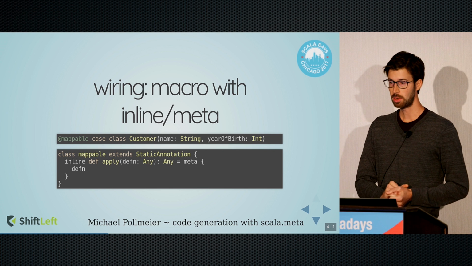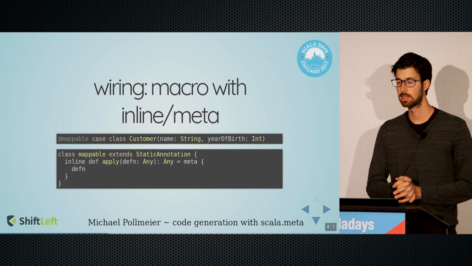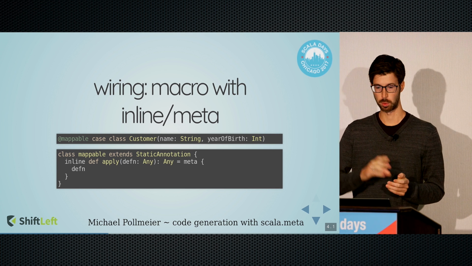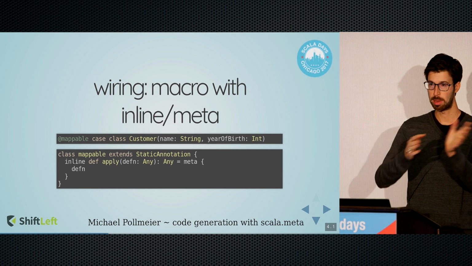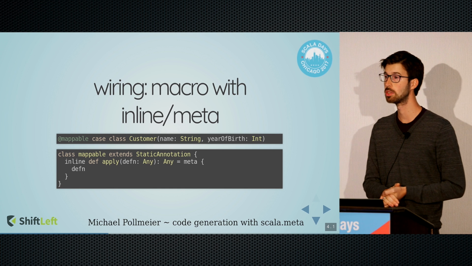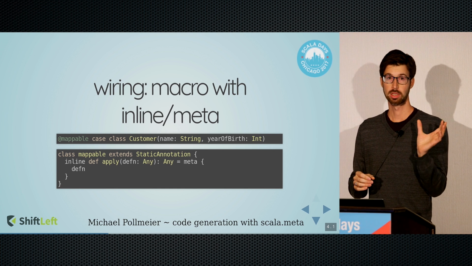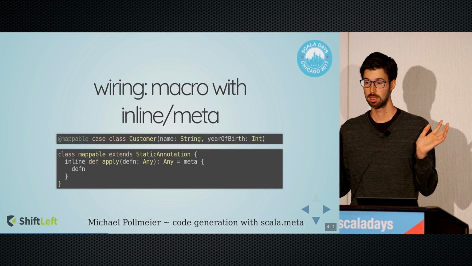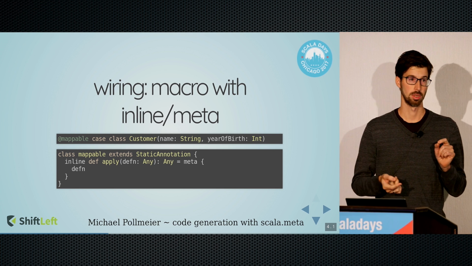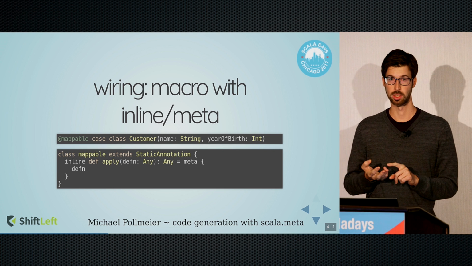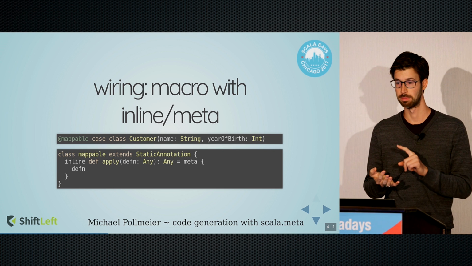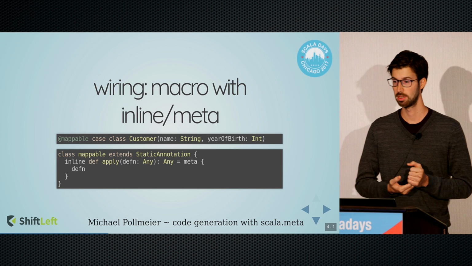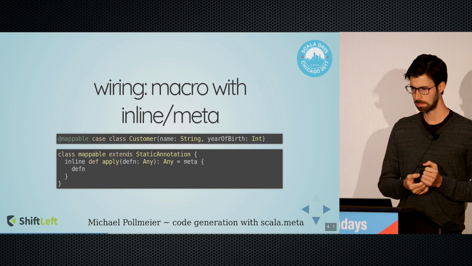Cool. So the wiring, I said, it's wired in with an annotation. All we do is add an @mappable, or whatever you want to call your annotation, in front of our case class. In this instance, you can annotate anything you like, really. You can annotate vals, vars, objects, traits, what else is there? Types, you can annotate types, anything really.